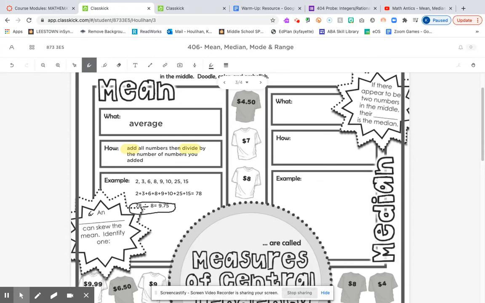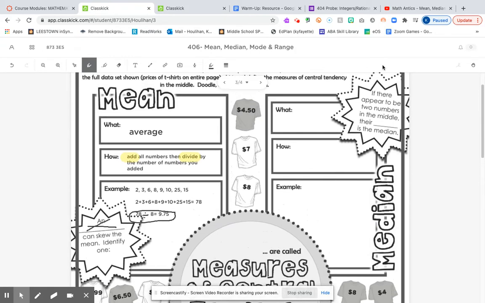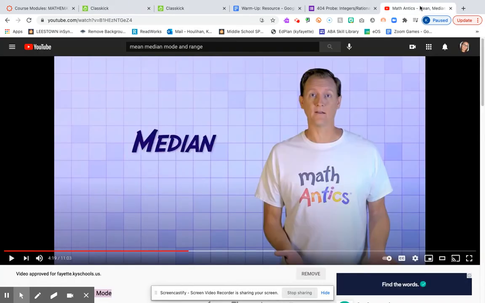All right. Don't worry about this. You're not putting anything on this line right here. So I'm just going to draw an X. You don't have to worry about that. Okay? So now you have mean done. Let's go back and let's watch for median.